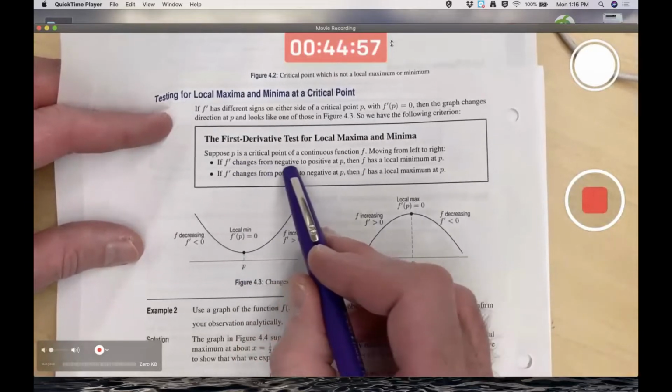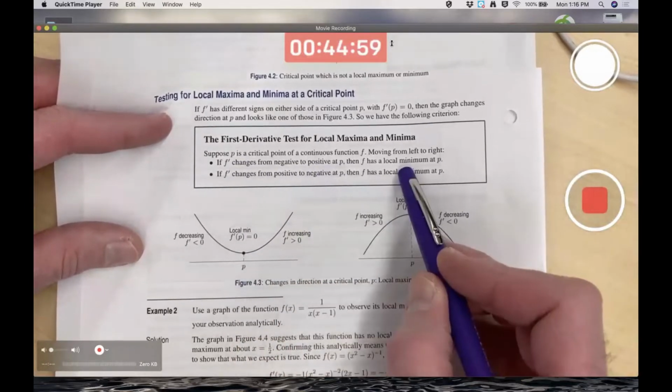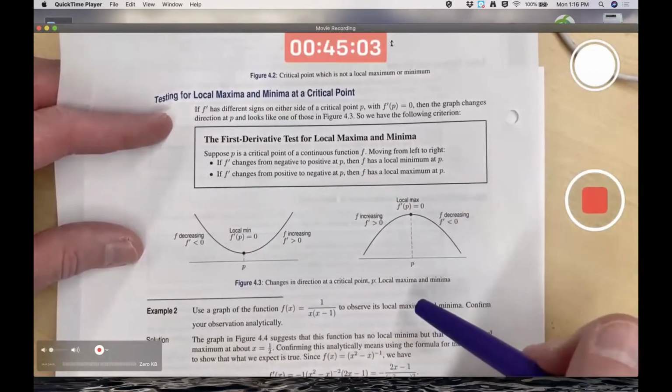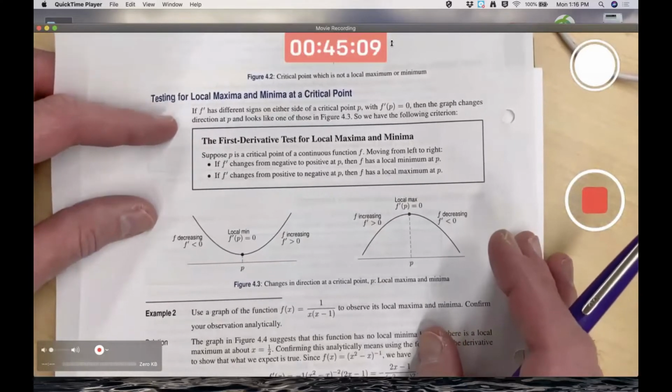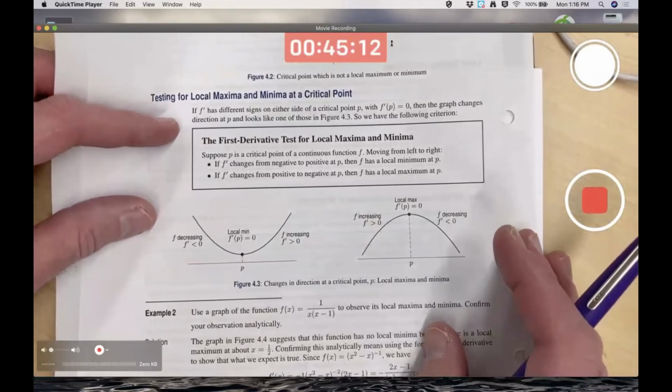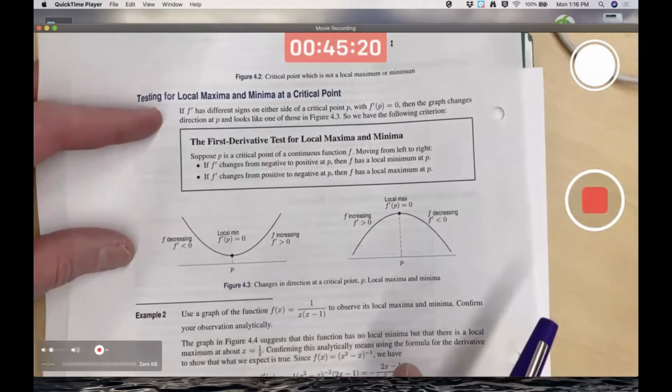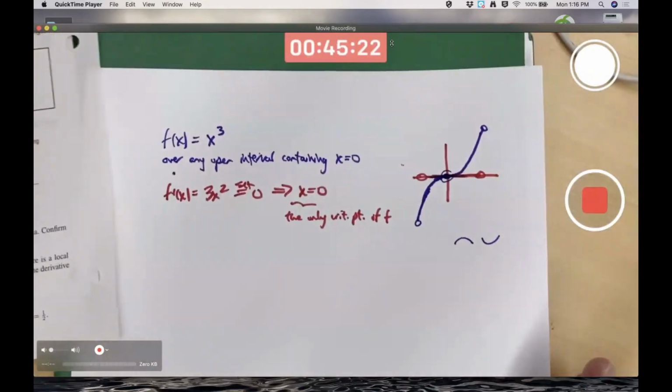If f prime changes from negative to positive, then f has a local min. If f prime changes from positive to negative, then f has a local max. It probably would be more ideal if they also made one extra assumption here, that f prime itself is also continuous. They don't state that, but that does keep things simpler. We're not going to worry about that though.